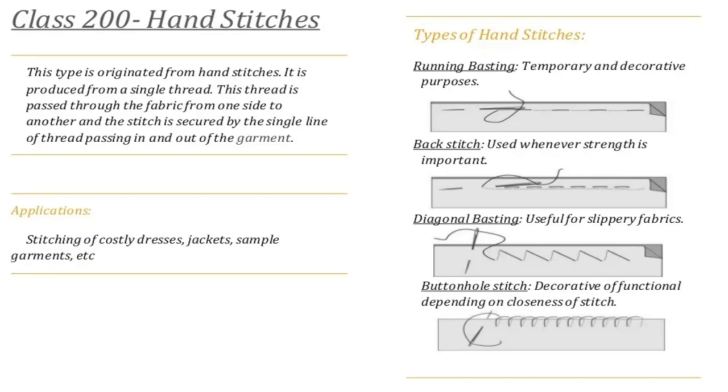Applications: stitching of costly dresses, jackets, sample garments, etc. Types of hand stitches: running basting, for temporary and decorative purposes. Back stitch, used whenever strength is important. Diagonal basting, useful for slippery fabrics. Buttonhole stitch, decorative or functional depending on the closeness of the stitch.